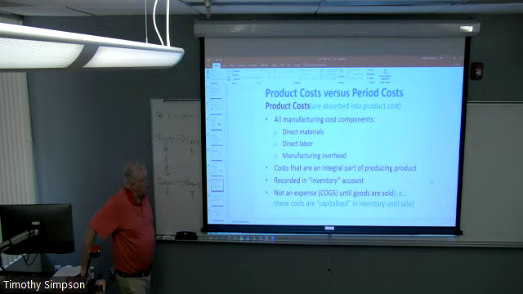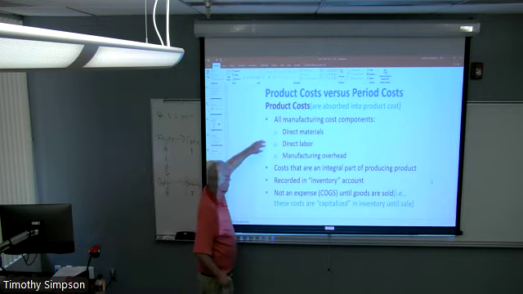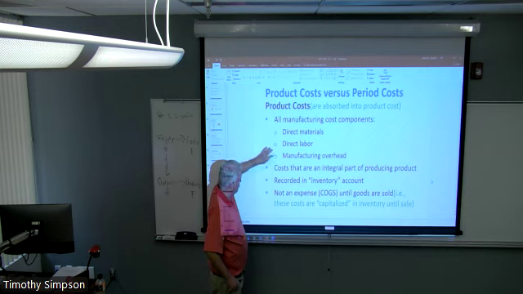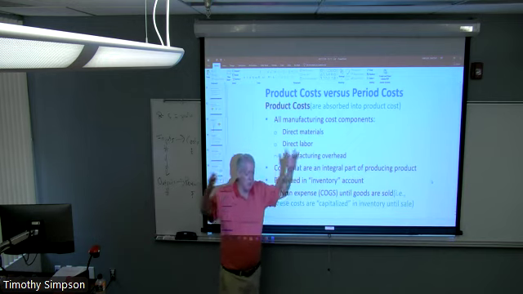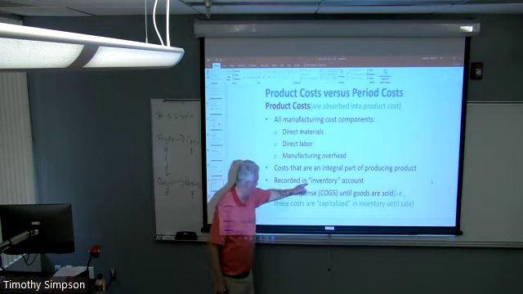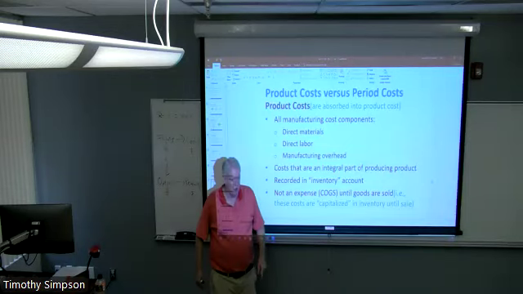So what goes into it? Well, the big 3, okay, direct materials, direct labor, and manufacturing overhead. But how they're differentiated from period costs, which we'll get to in a second, these are costs that are integral to making the product itself. So as a result, their costs are not expensed until they're sold, and then they're released in terms of cost of goods sold.